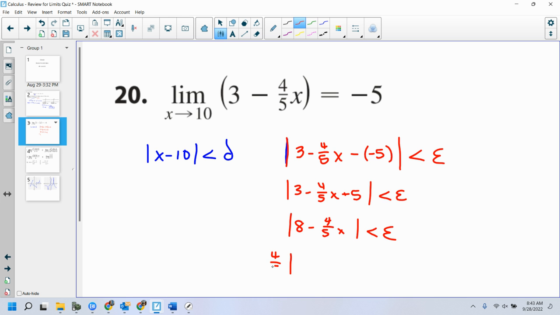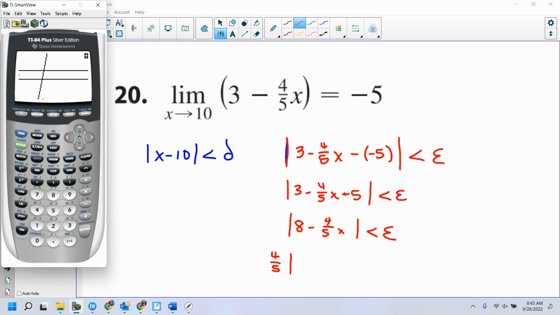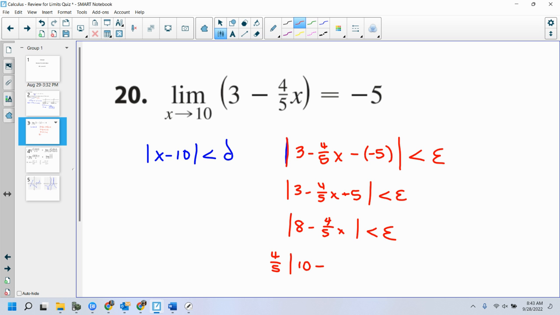If I factor out a 4/5, to factor out is to divide out, right? So that would be like saying 8 divided by 4/5. And look what we get. Bingo, 10. So 10 minus x. That's weird, right?